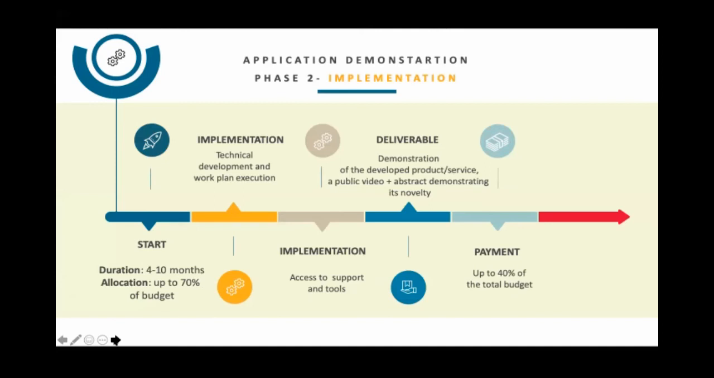So this phase will last between 4 and 10 months, the implementation phase. And while writing your proposal, you can allocate a maximum of 70% of your budget for this phase. So this is the core of your project, and what is expected, of course, is the technical development and work plan execution, that IIP that you developed in the previous phase.